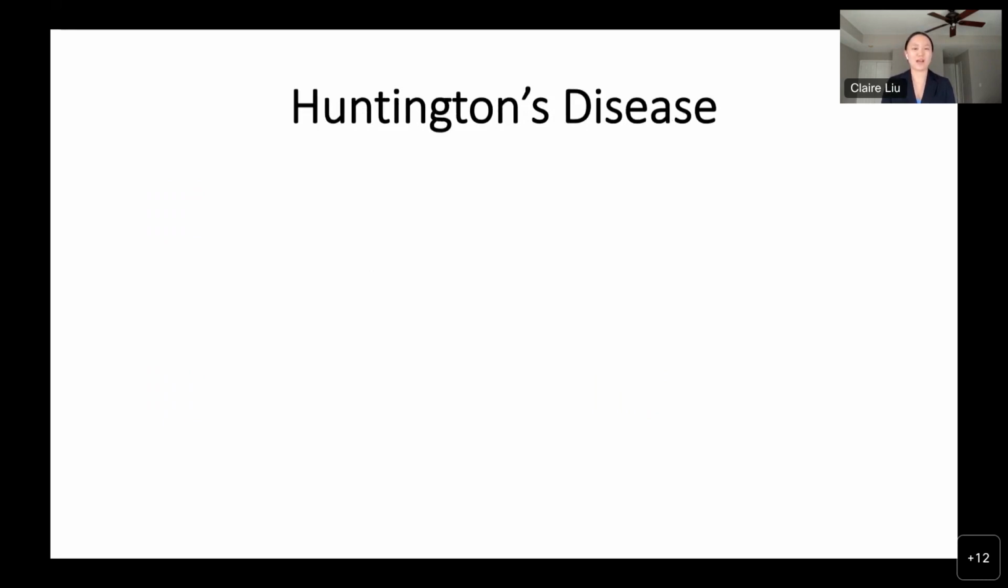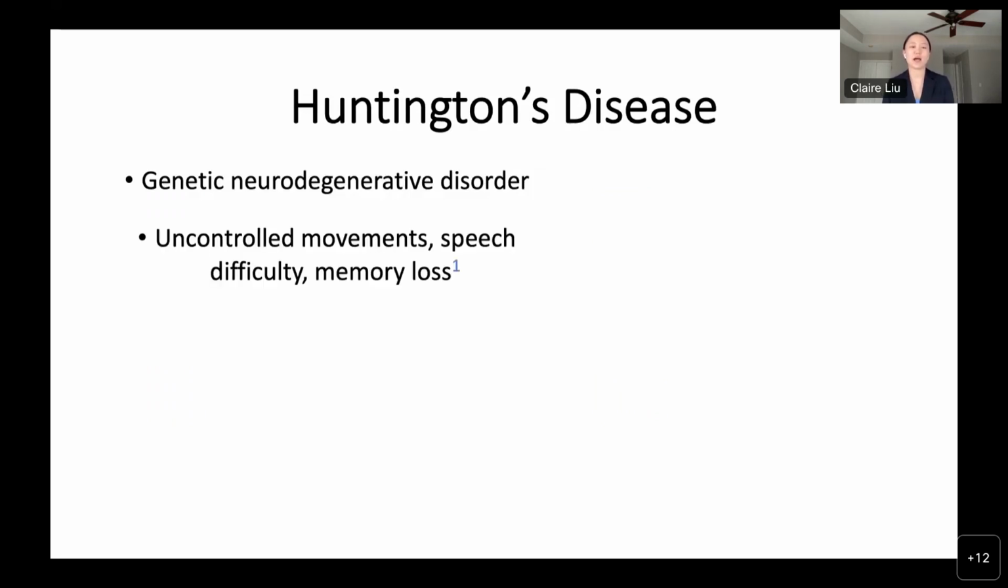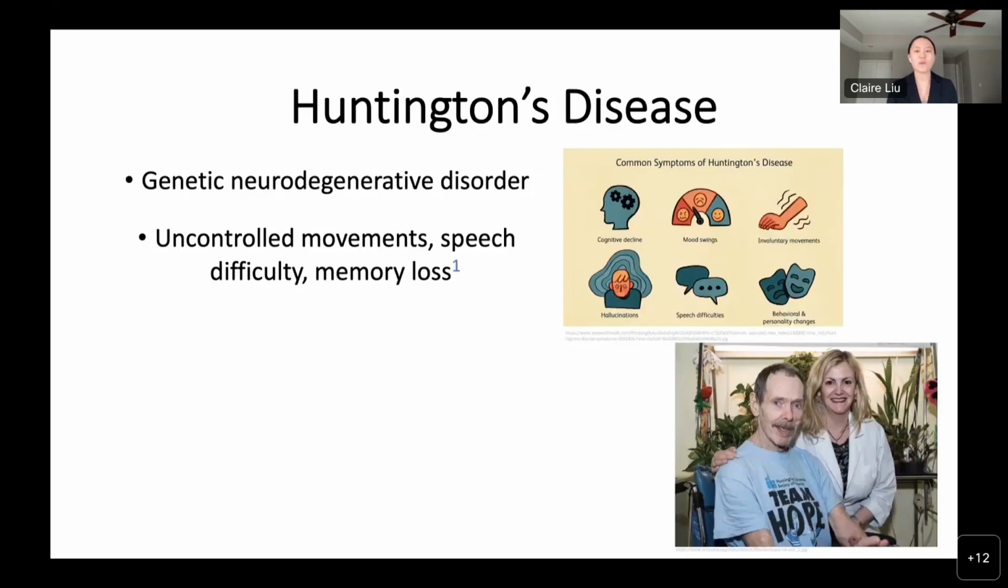First off, a little bit of background on Huntington's disease. I became really interested in studying neurodegenerative disorders when a really close friend of mine, family friend of mine, was diagnosed with one. Huntington's disease is a genetic neurodegenerative disorder, and it's characterized by uncontrolled movements, speech difficulty, and memory loss, among a couple other common symptoms.